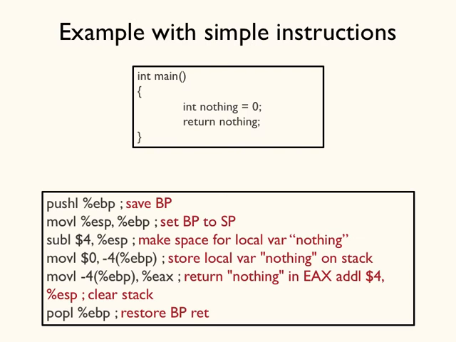And I have another example with the stack. So this is a very simple function in C. This is a main function, which returns an integer. And inside this function, we're not doing anything. We just allocate a local variable and return this local variable. So this is the assembly code of this whole function.